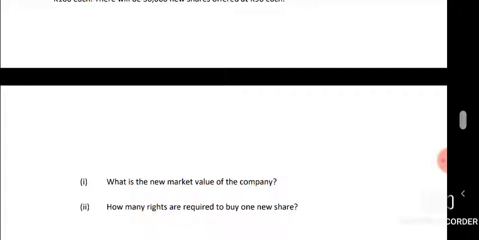Let me now share a screen and answer this. When I share the next screen, I'll answer part 1 and part 2 as well, as you can see them on the screen. Part 2 is how many rights are required to buy one new share. So I'll answer both on the next screen. Let's start with the first one first.